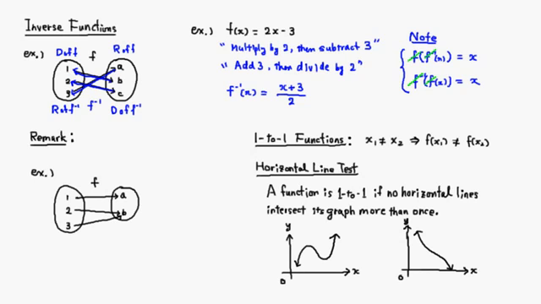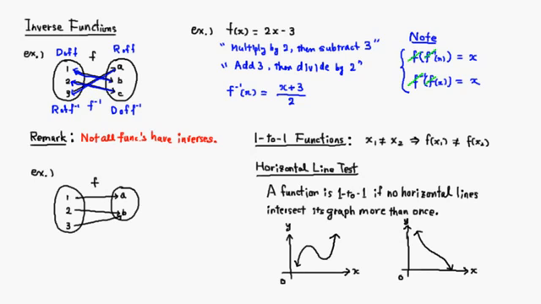Now, a remark: it seems like you can always change the direction of the arrows, but the thing is, not all functions have inverses. Here's an example. Let's look at this function: 1 maps to A, 2 maps to B, and 3 maps to B.